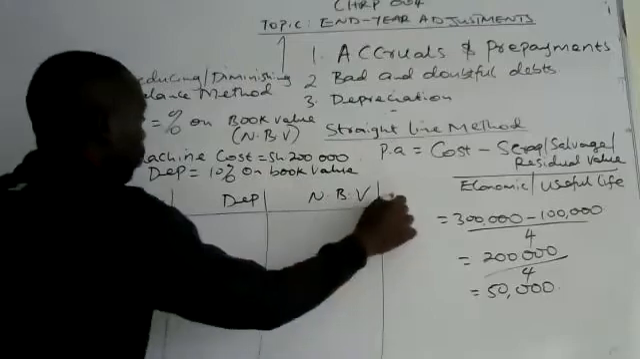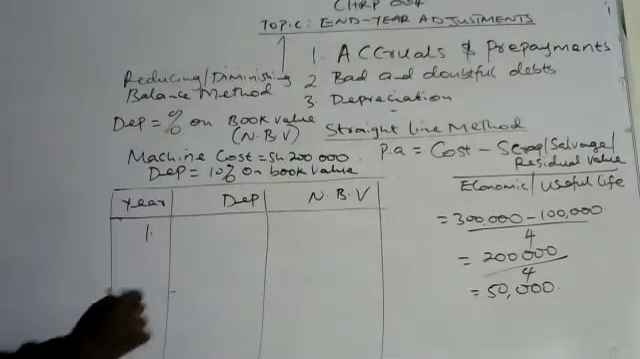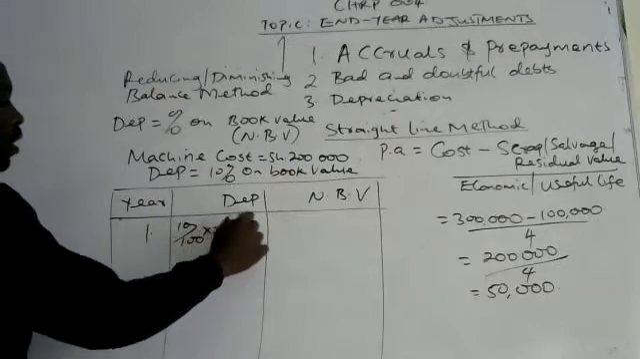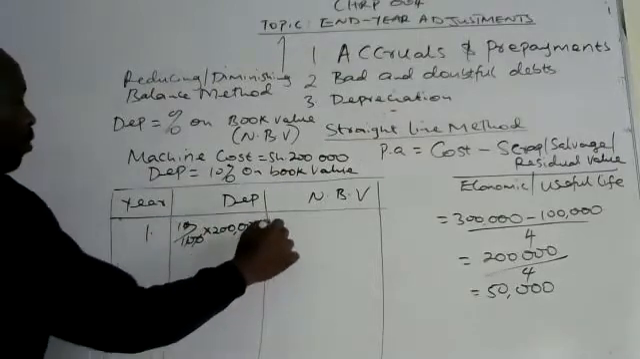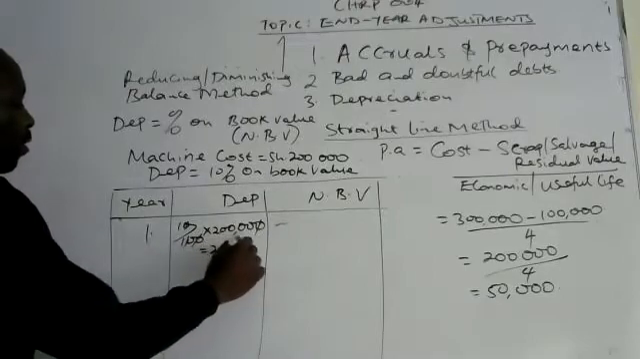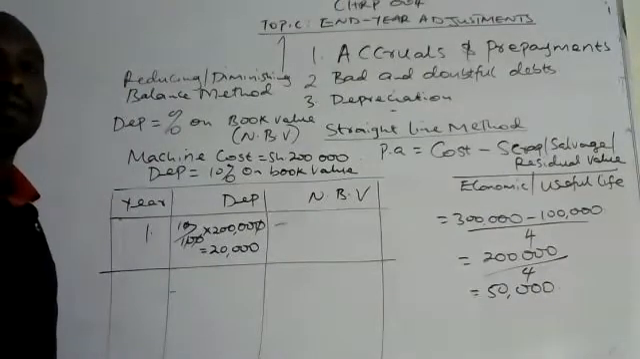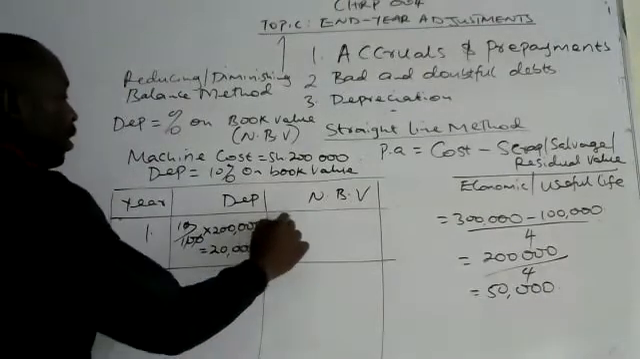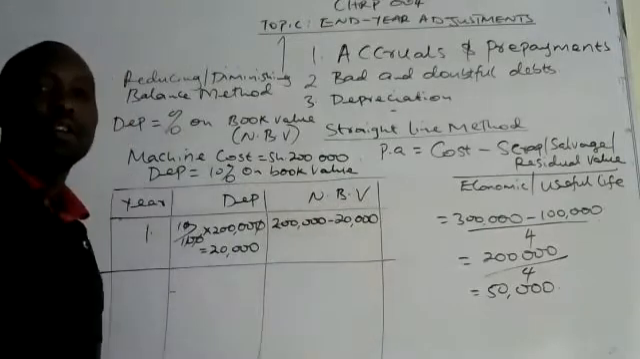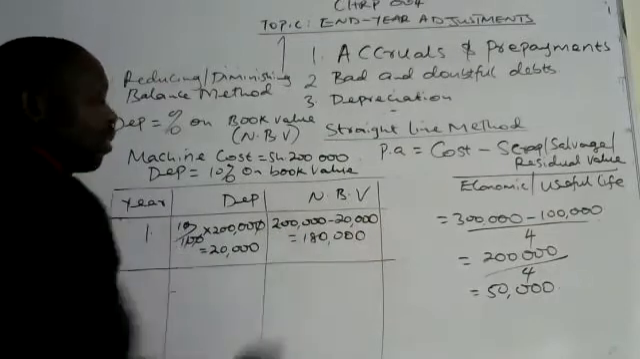So if we do for year one, what would be the depreciation? Depreciation will be 10 over 100 times 200,000. This gives us a depreciation of 20,000. At the end of year one, the book value of this particular asset will be 200,000 minus what it has lost. Depreciation is just lost in value. So you'll find that it is remaining with a value of 180,000.